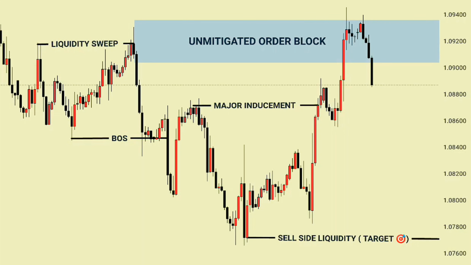After inducement and rejection from the order block, price starts falling strongly. This move is not random. Below the market, many traders placed their stop losses under recent lows. These stop losses become sell-side liquidity. Smart money needs this liquidity to close their sell positions. That is why price is pushed down aggressively toward these lows.